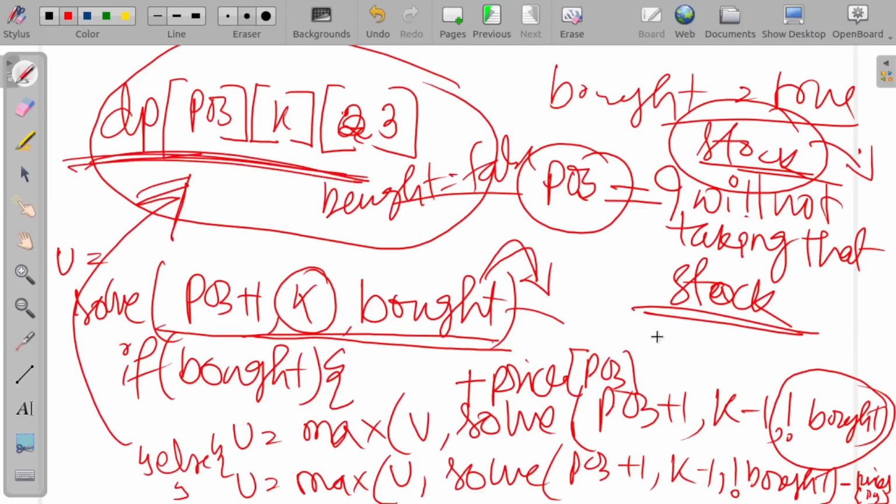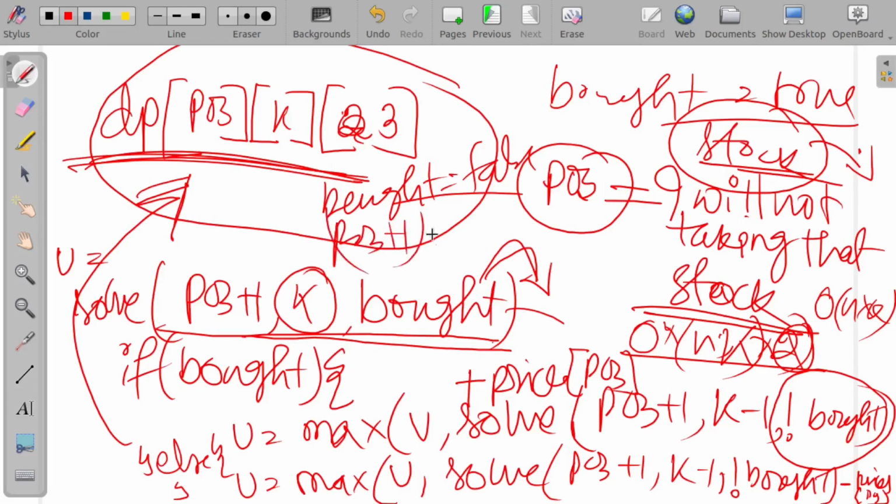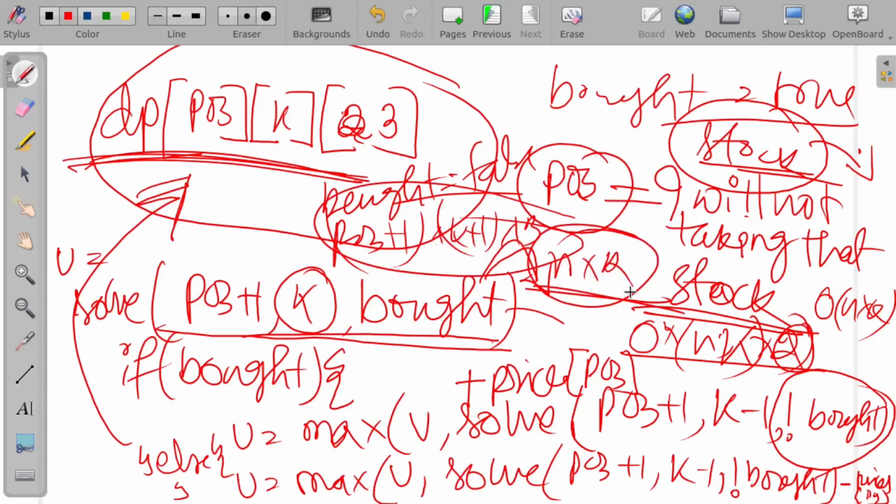So basically my time complexity will be n cross k. Basically n is the price list size, and k, so n into k. There is also a factor of 2 if I take that into account, but it will always be constant. If I remove the constant, it is basically order of n cross k. And the space complexity, I have been taking position plus 1 into k plus 1 into 3. So if I take position as over n and that into k, then n cross k is the space complexity also.